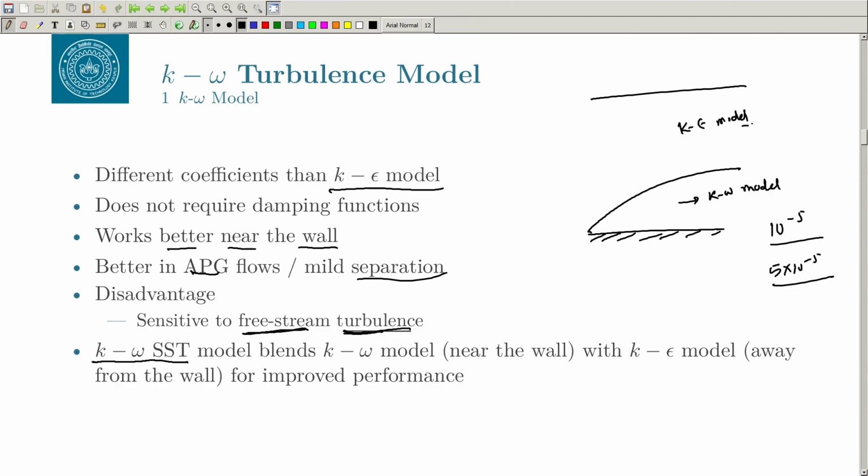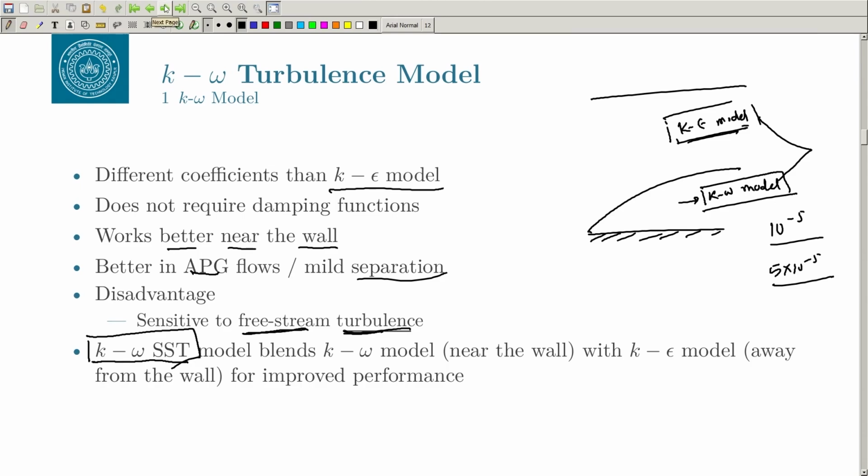So, can we blend these models and propose a new model which has the advantage of both? It is not very sensitive to the free stream turbulence, that is what the k-epsilon does, and it solves the flow accurately very close to the wall, that is the k-omega. That blending is what is called the SST k-omega or k-omega SST. SST here is shear stress transport. So, let us look at that model now.